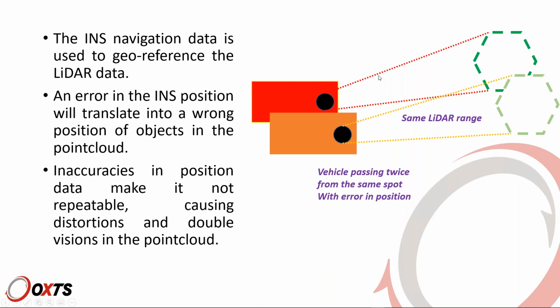In the sketch on the right, the idea is that the vehicle is passing twice in exactly the same spot, but because the position is not very accurate, the position is reported as being different. And because the LiDAR data will be the same, the object will be placed in 2 different, maybe slightly different, sometimes a large difference between the 2 positions in the point cloud. That can cause distortions, even double visions in the point cloud. We will have some examples.